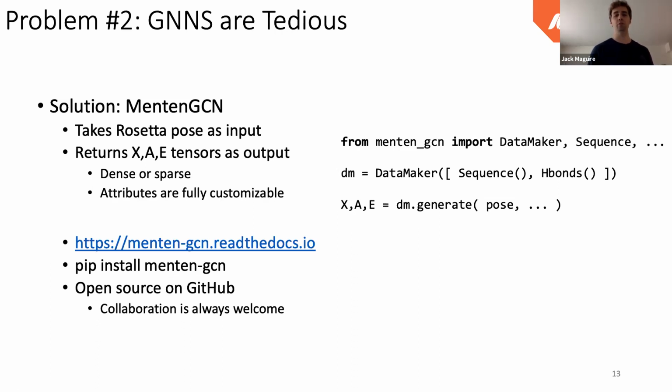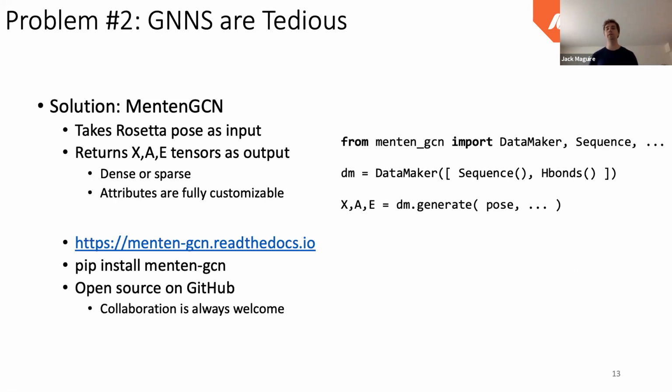So in this short example, your graph would one-hot encode your amino acid sequence on your nodes, and then there'd be hydrogen bonding info on the nodes and edges. There's a full menu of different decorators that you can use to put on your graph. You feed this into a data maker. You then give your data maker a Rosetta pose, and it returns your X, A, and E tensors. Everything from here on out is just machine learning as normal, which isn't to say it's easy, but it's not extra work to deal with graphs.